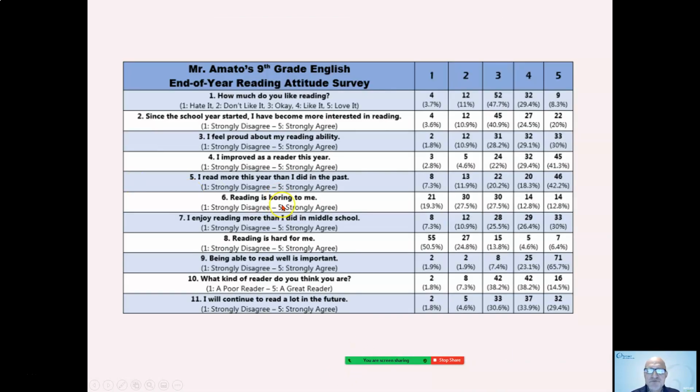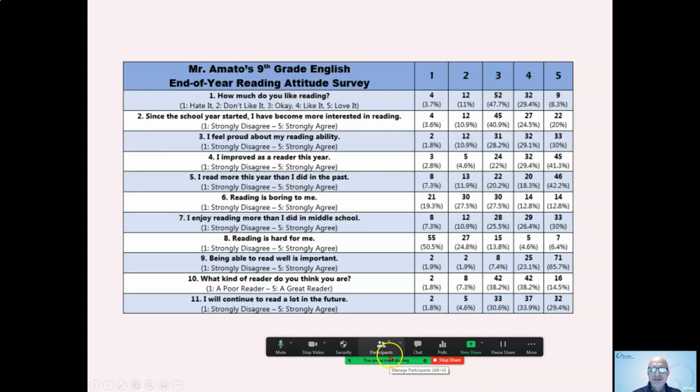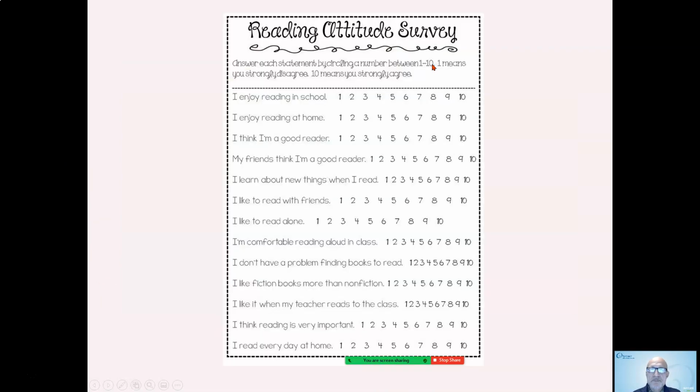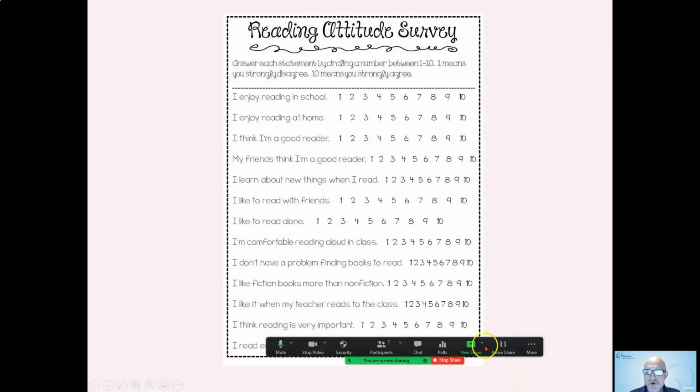Come in a variety of forms. Here's someone's 9th grade class. Come in a variety of forms.